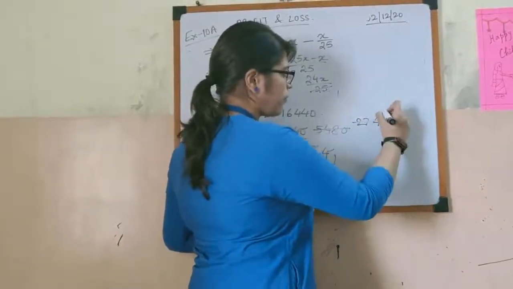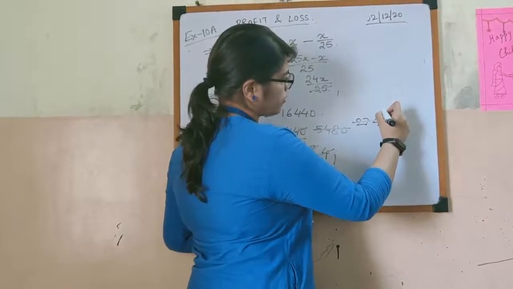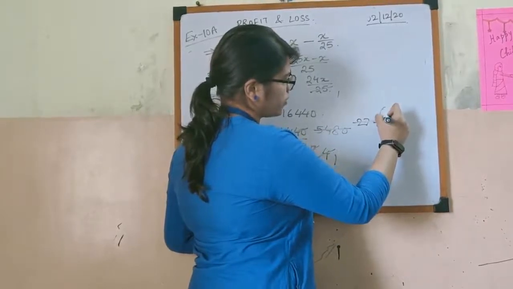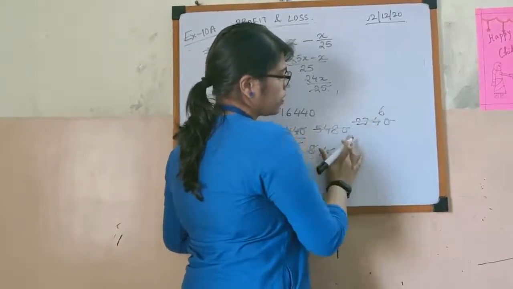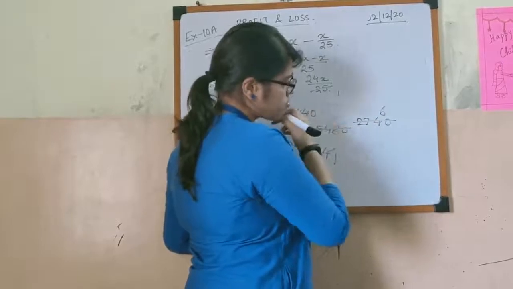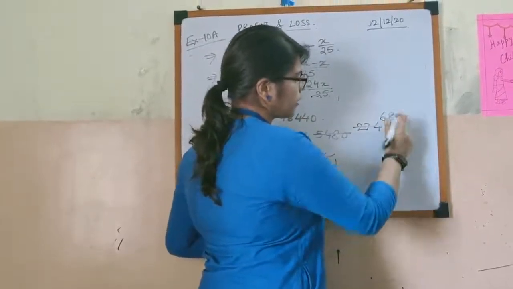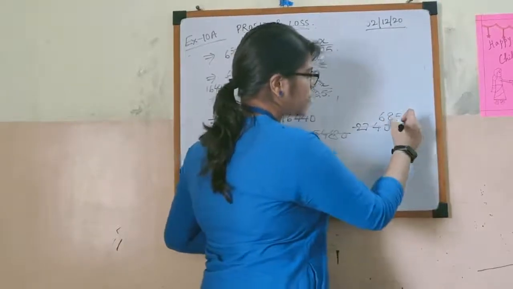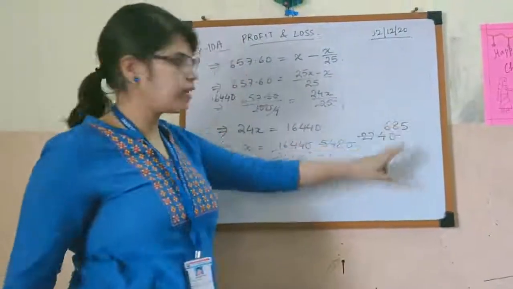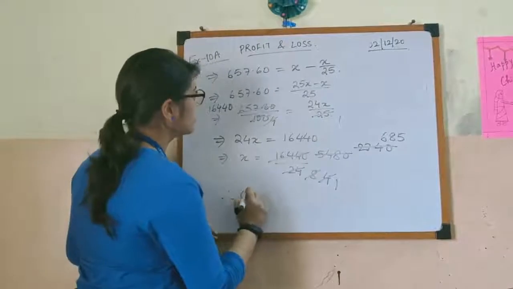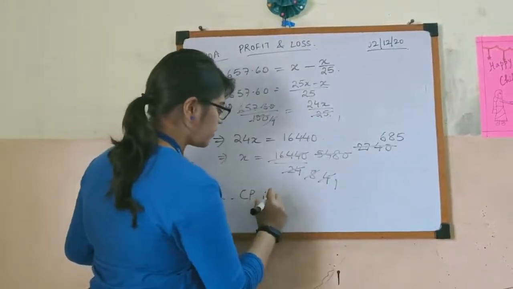So 4, 4, 6, 24. Then 34, 34. Okay, so 4, 8, 32. And 20, 4, 5, 20. So 685. So therefore, CP is rupees 685.